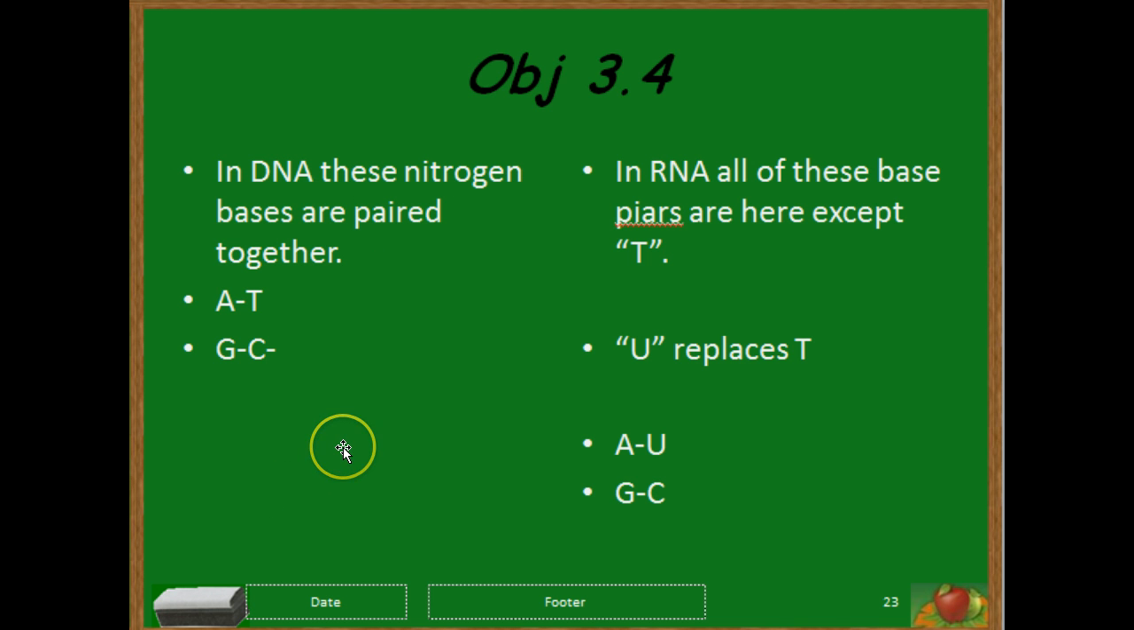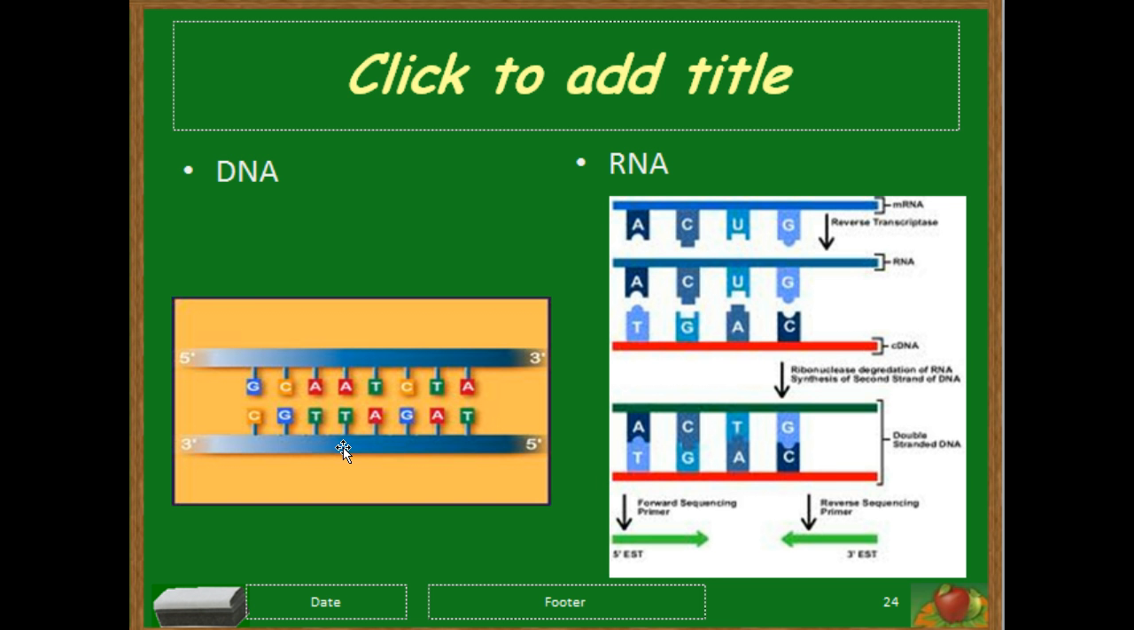Now, this is how these are paired up. In DNA, nitrogen bases are always paired A to T and G to C. Always, always, always. Now, when you switch to RNA, the T is removed and U replaces T. So it goes A to U and G to C. And we'll go through some examples of how to put this together.